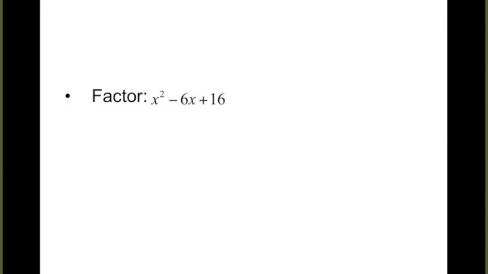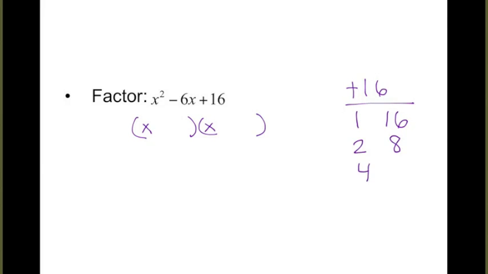The first two things have x's, but the last one doesn't, so there's nothing to do with that. So we're going to set up two parentheses, put an x in the front of each. We're going to make a list of numbers that multiply to be the c value. So 1 and 16, 2 and 8, 4 and 4. Then I could say 8 and 2, but that's really the same thing as 2 and 8, so you don't have to list it again.